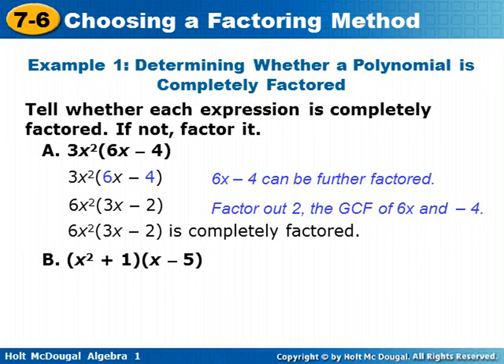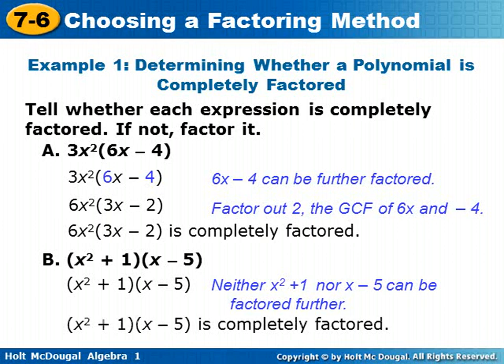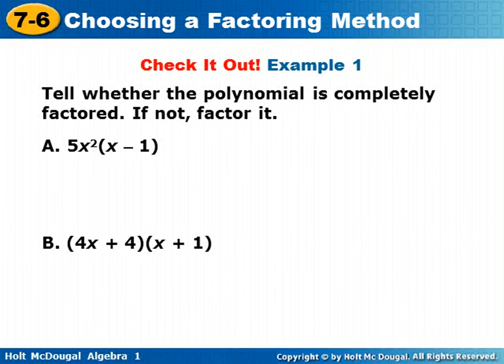For b, x squared plus 1 times x minus 5, neither x squared plus 1 nor x minus 5 can be factored further. So x squared plus 1 times x minus 5 is completely factored. Here's an example for you to try. You're going to tell whether the polynomial is completely factored, and if not, factor it.